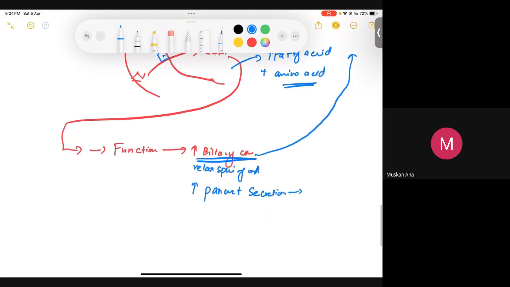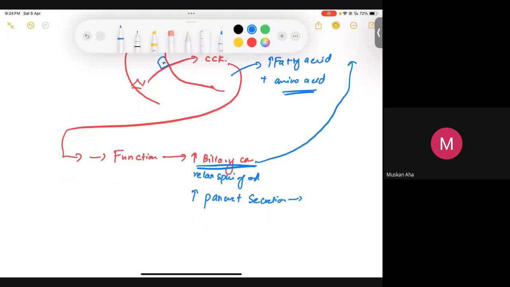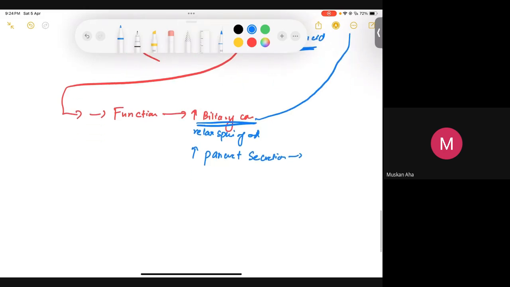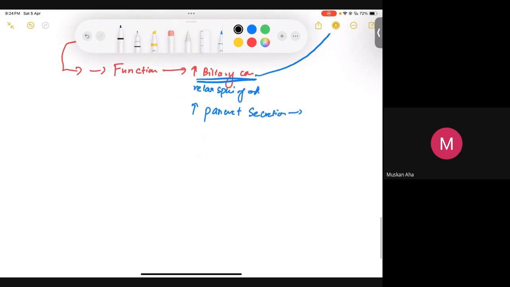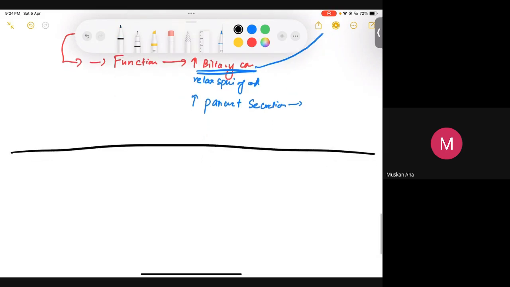Okay, perfect. Some high yield points: whenever an individual is less hungry, then we are going to see the release of cholecystokinin. The idea is very simple. If he's less hungry, it means we have a lot of content in his stomach, that is fatty acids and amino acids. So in that case, CCK is going to be increased. Is that clear? Okay, perfect. So let's discuss our next hormone, that is secretin.